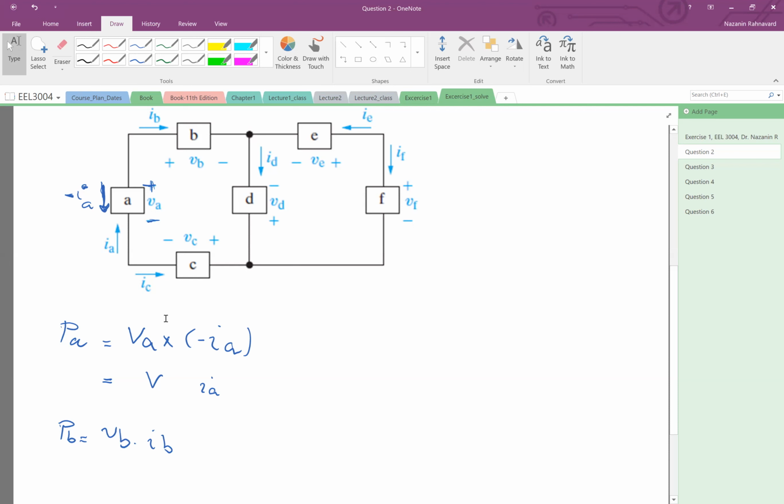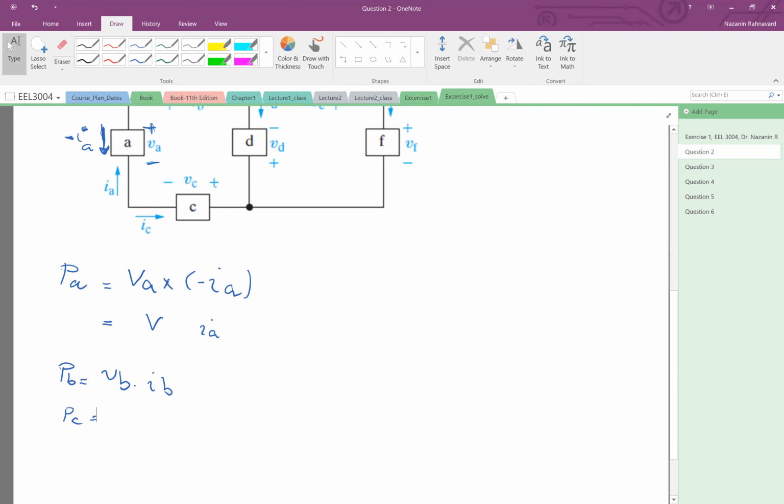Now let's look at element C. P of C. So positive, negative, V of C times the current that is going that way. I will say minus IC. So I just correct the direction by saying it is negative IC going this way, then times V of C. You can do that. Or you can say, okay, it's not a passive sign convention, so this is negative VC times IC. Again, the same.